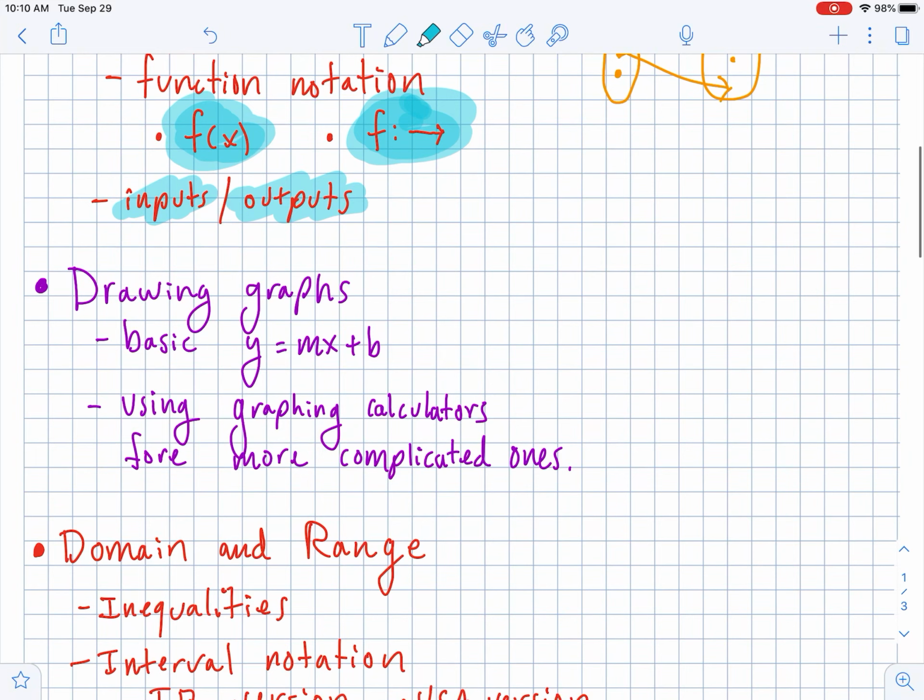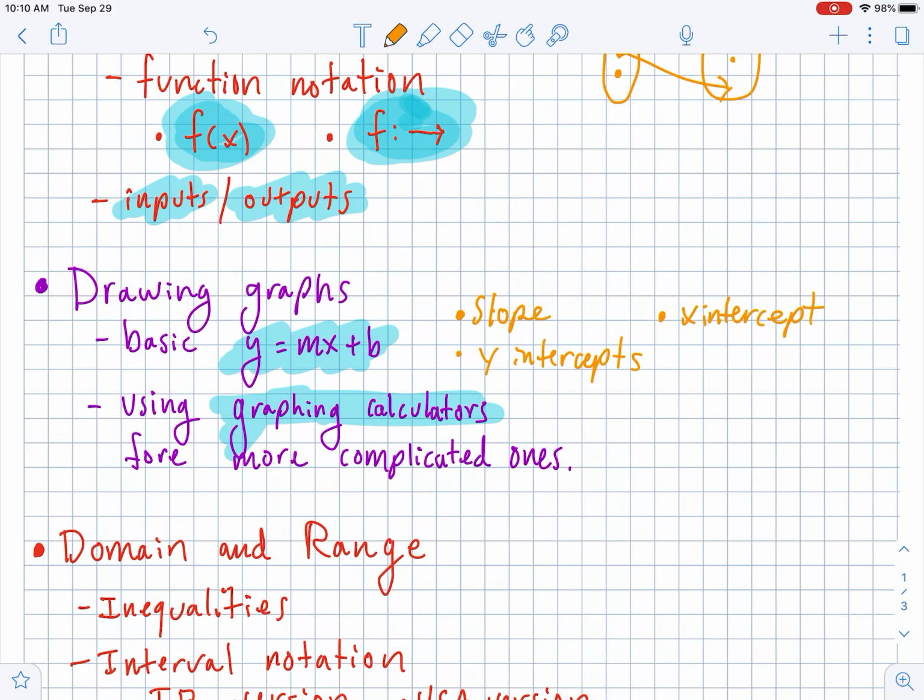Next up, we have drawing graphs. Like I said, we did do a tiny bit of basic y equals mx plus b, where we talked about things like slope, y-intercept. We also did a little bit of x-intercept work in that section. But anything past y equals mx plus b, we basically just used a graphing calculator to graph it up and see what it looks like.